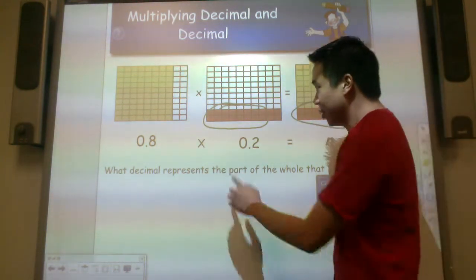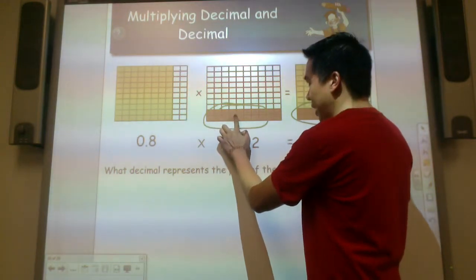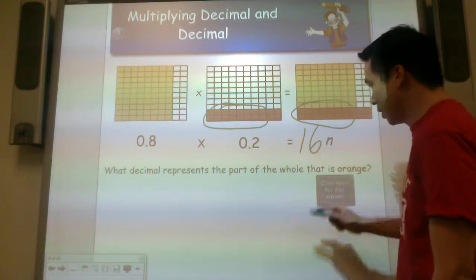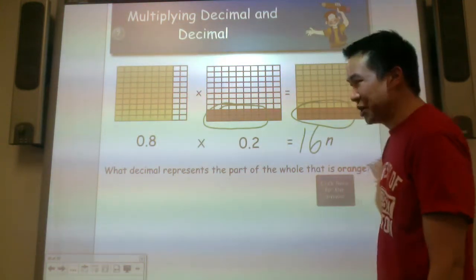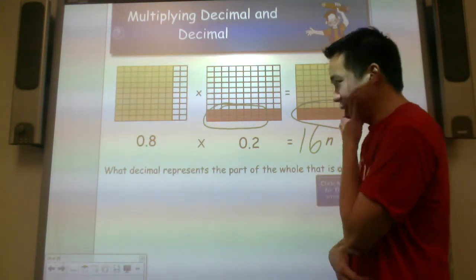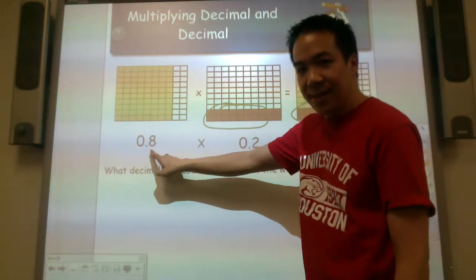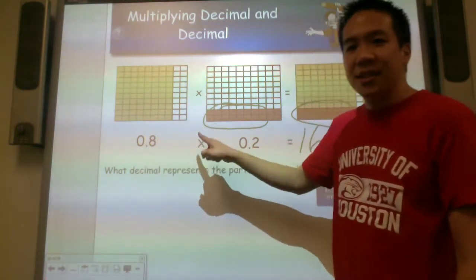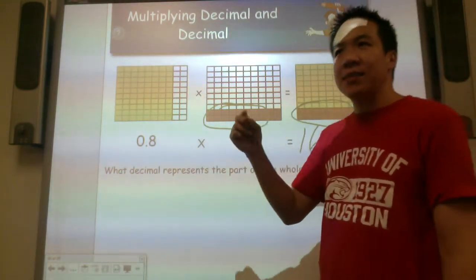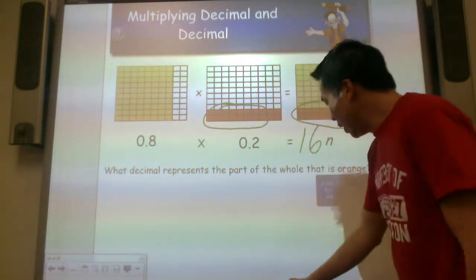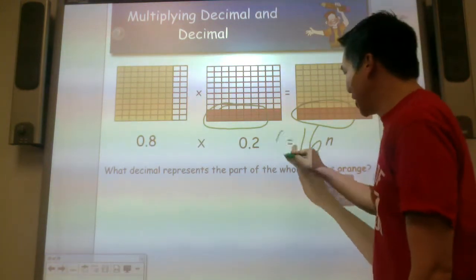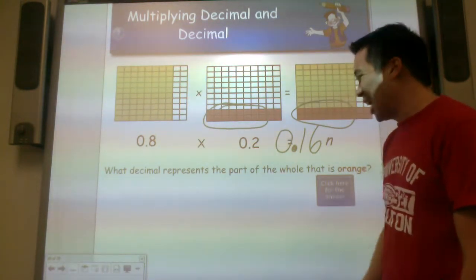Let's count. 2, 4, 6, 8, 10, 12, 14, 16. But what place value is it? This is in the tenths place. This is in the tenths place. What is tenths times tenths? 10 times 10 is hundredths place. This whole number needs to be in the hundredths place. So the answer is 0 and 16 hundredths.